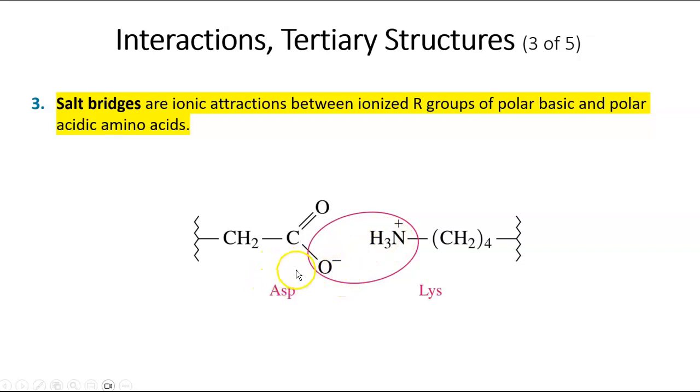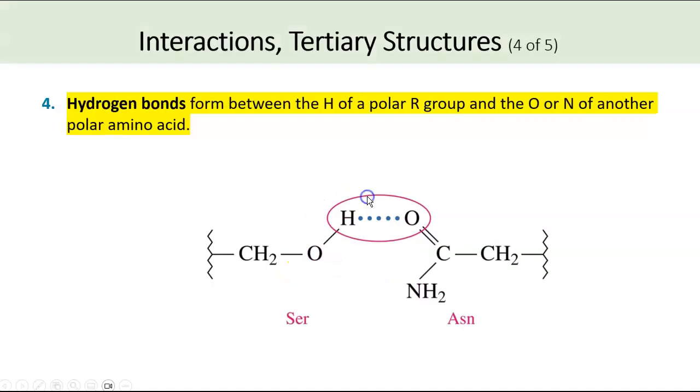Based on the amino acid category, these interactions occur between polar basic amino acids and polar acidic amino acids. So those are ionic interactions, positive and negative charged interactions. That's the third type of interactions that will occur to make a tertiary structure of a protein.